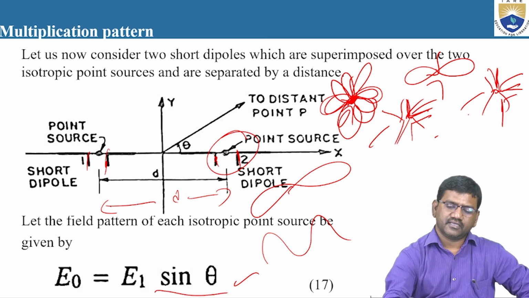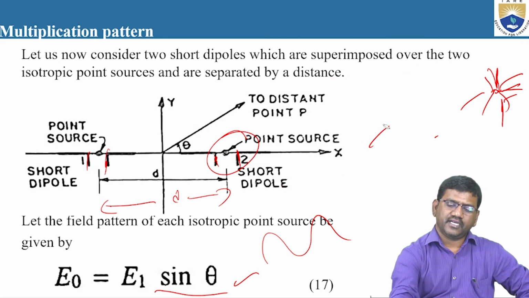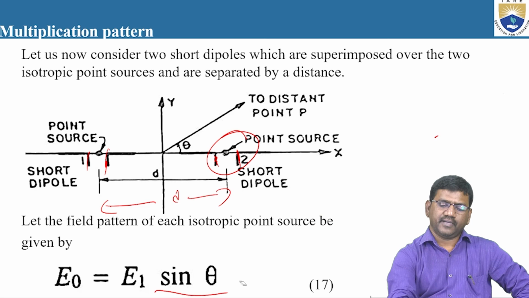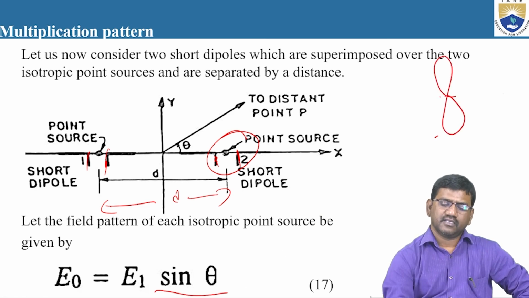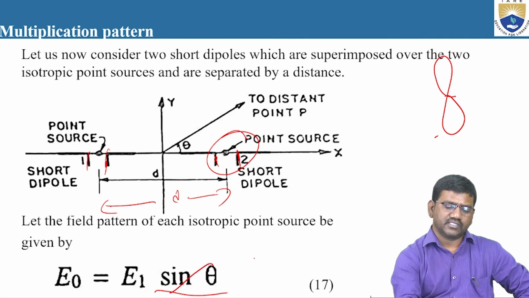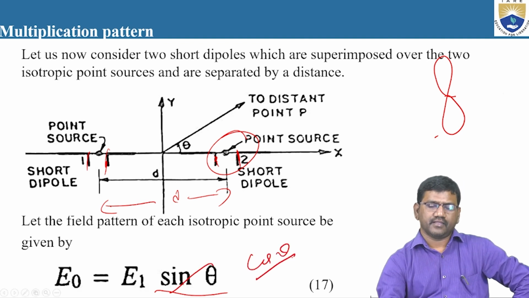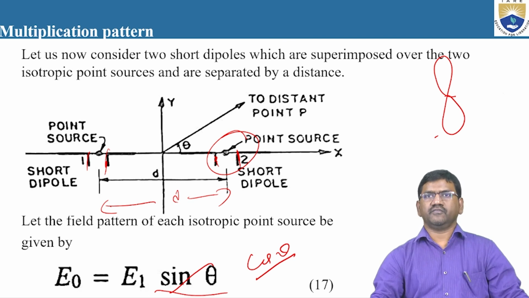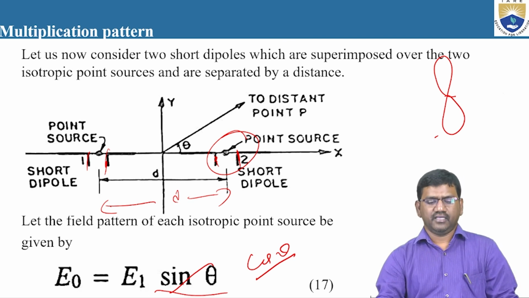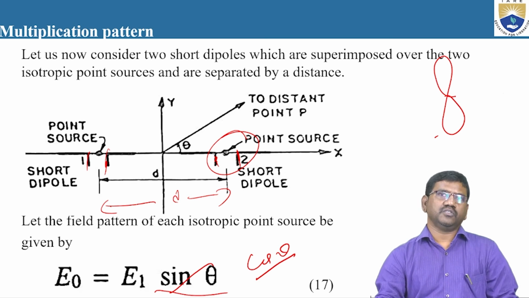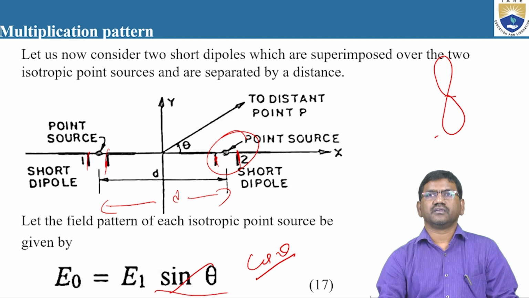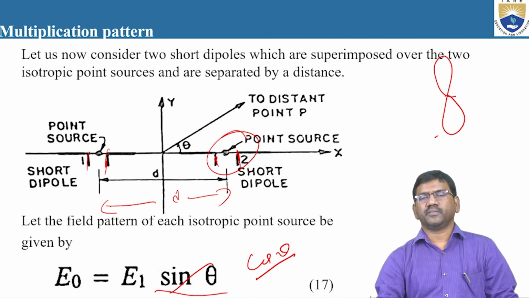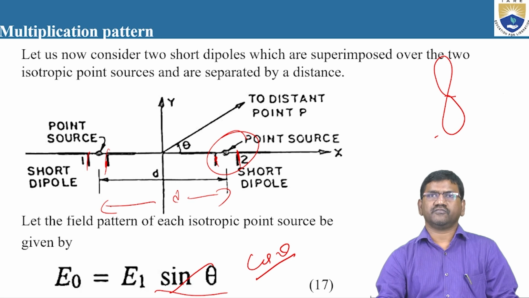Here the radiation pattern is horizontal. Suppose we consider the radiation pattern to be vertical like this, then in that case we assume E naught as cos function, that is E1 cos theta. We can take any of the above two expressions. That is, we can take E naught is equal to E1 sin theta, or we can also take E naught is equal to E1 cos theta. It depends upon how you place the antennas with respect to the ground, whether you place the point source on the dipole vertical or horizontal.